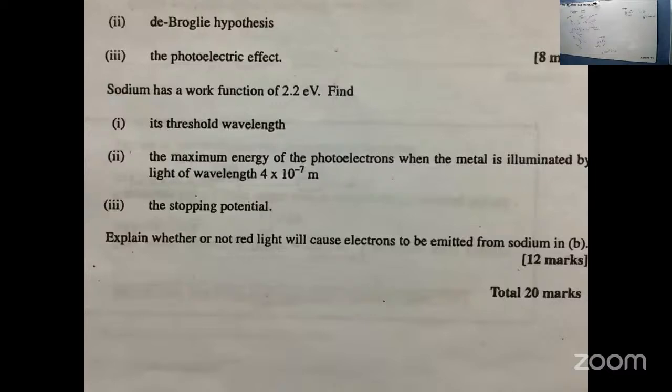Let's do B and C. I'm just checking, you're doing the work for the first time. Come on. Right? Let's start with B. So you have the work function. Find the threshold wavelength. We just did that, right?